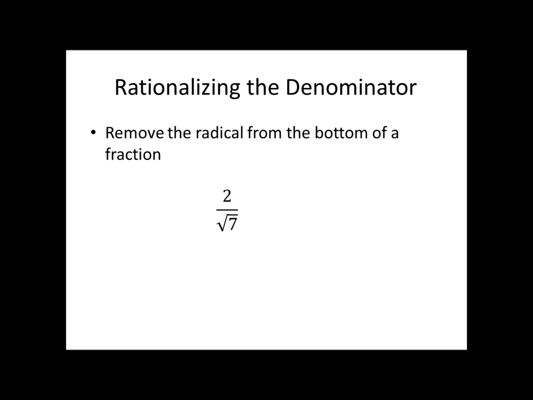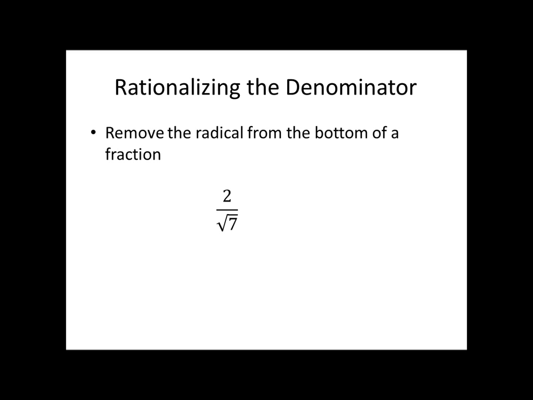Now, rationalizing the denominator. This is kind of a throwback, I'll be totally honest. This was a big deal back in my grandparents' day, your grandparents' day, when we didn't have these fancy calculators. Figuring out what 2 divided by the square root of 7 was a big old pain in the butt. So they developed a trick to get the square root out of there. Now the square root doesn't go away totally. What we're looking to do is remove it from the bottom of the fraction. Okay? We're trying to remove the radical from the bottom of the fraction. It's going to show up somewhere else.